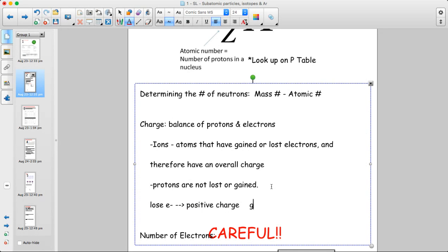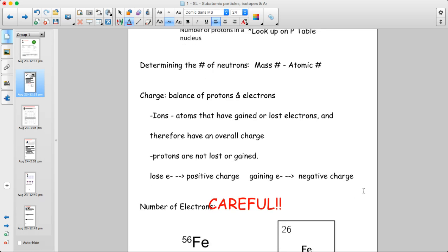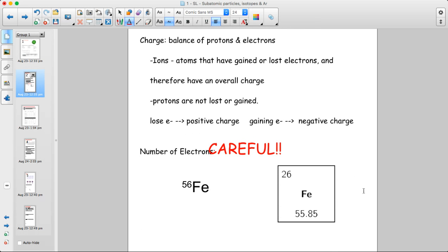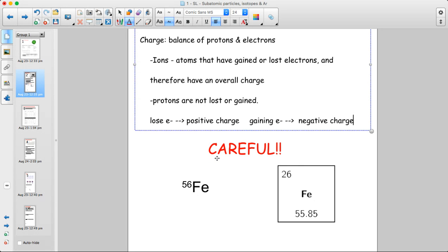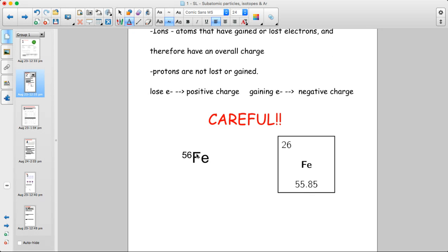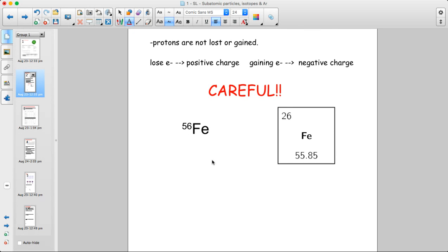Gaining electrons, the charge becomes negative because it's like adding a negative number. So we'll do some practice with that. But it's all about the balance. How many extra electrons or how many extra protons do you have? And so the number of electrons can be determined by looking at the charge. We'll do some practice. There's something to watch out for.